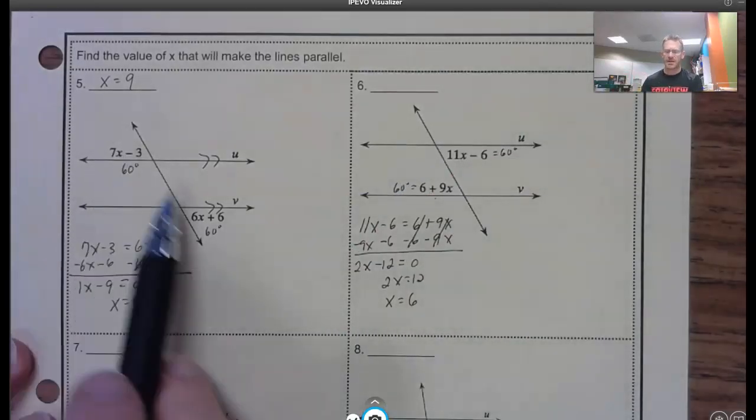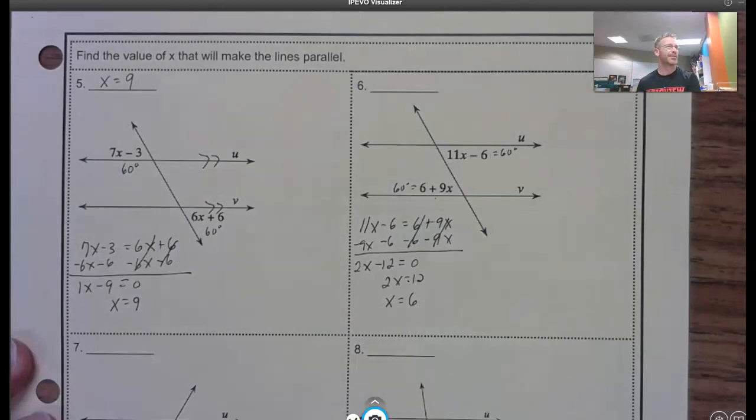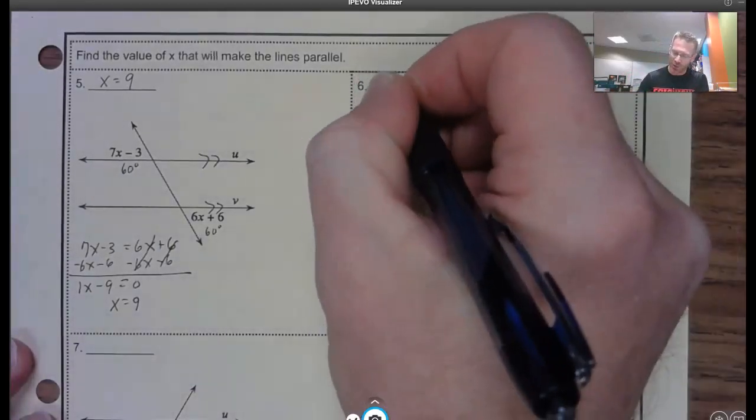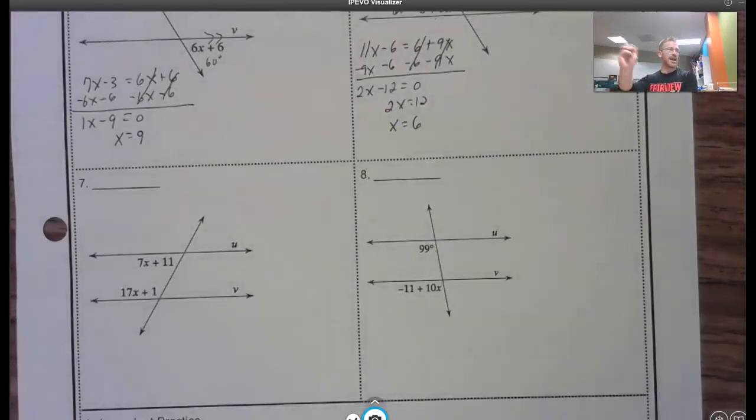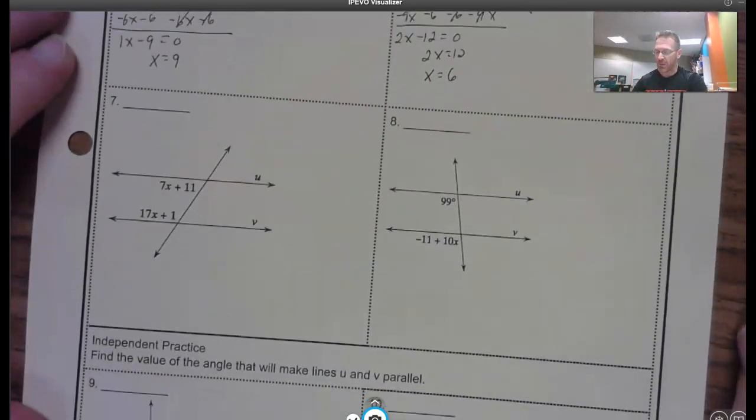Not every angle is going to be 60. I know that's kind of how it worked out here in the first two examples. You should hopefully get some other angle values along the way. All right, so let's try to get through 7 and 8 here, and then that will wrap up our video for today.